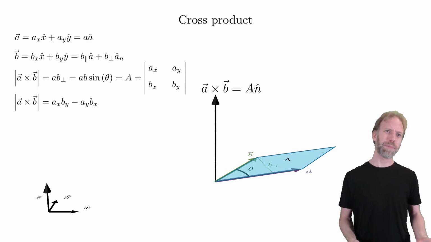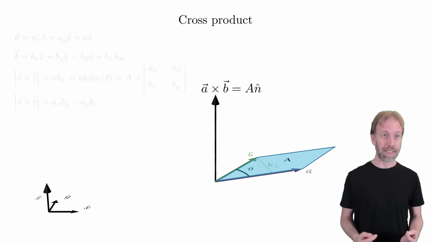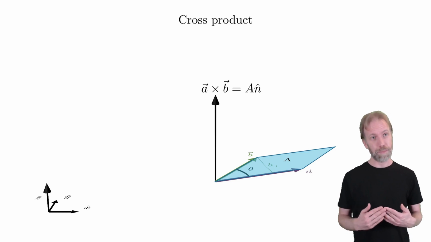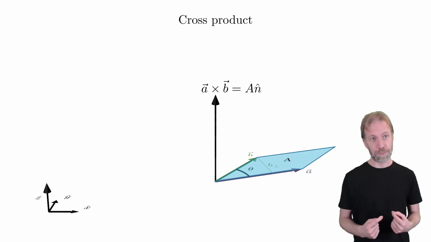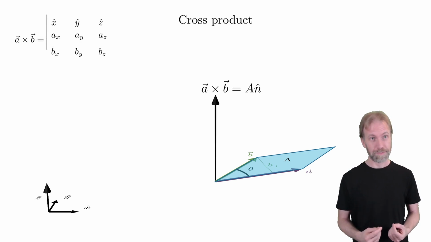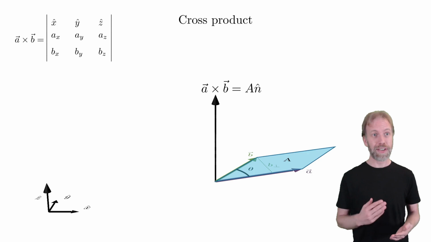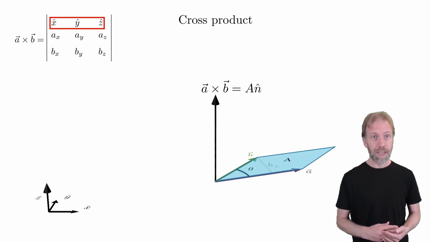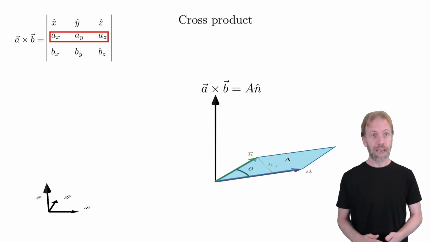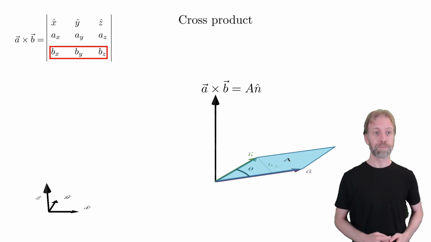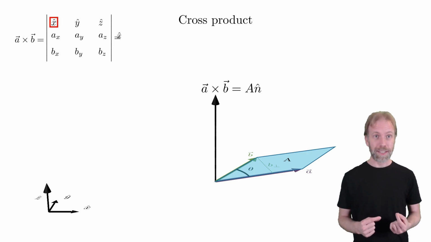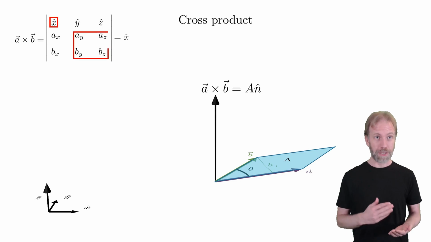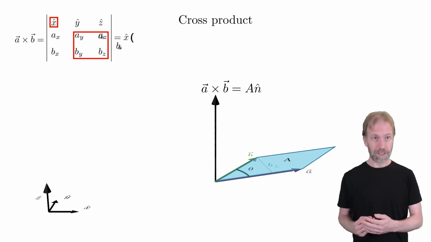I'm going to skip the full derivation of how to calculate the cross product in 3D and only give you the final method. One way to remember the expression for the cross product is to use the determinant. Write the three unit vectors on the first row, the first vector on the second row, and the second vector on the third row. The first term in the determinant is the unit vector x hat multiplied by the 2 by 2 determinant of the other directions.